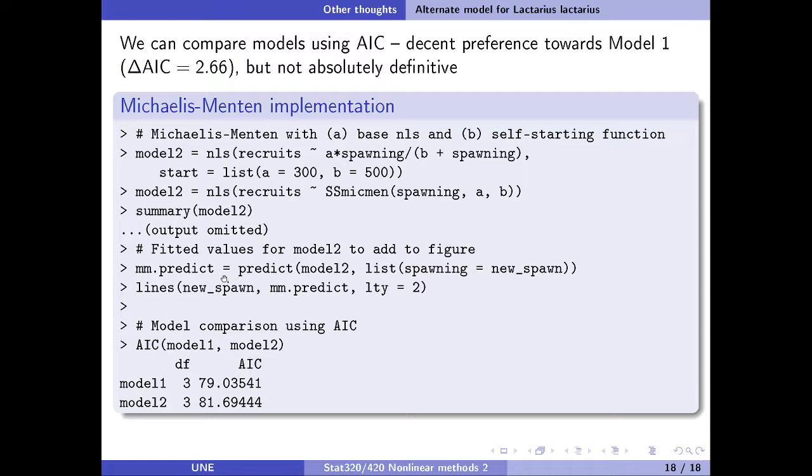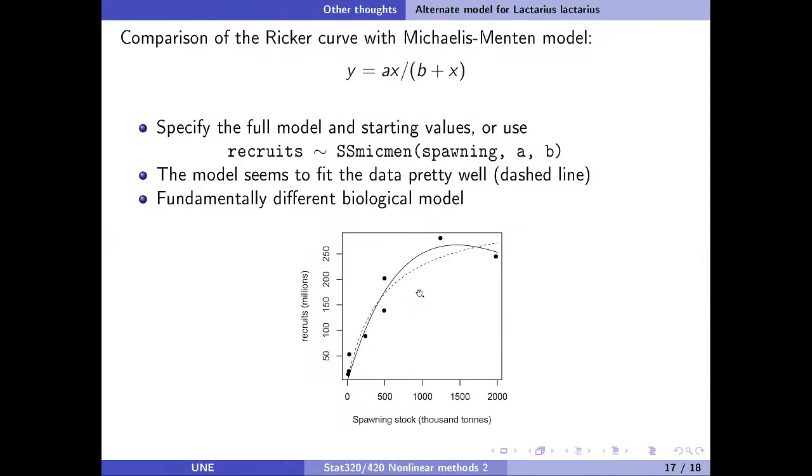I've created the fitted lines. Remember, for the Ricker curve, I had a vector new spawn that went from 0 to 2000, and I wanted to draw a nice pretty curve. Well, I'm going to do the same thing for the Michaelis-Menten model. I'm going to predict from the Michaelis-Menten model, model 2, this on the same data set, and I'll draw lines, and this time it'll be a dashed line, line type equals 2. So that was, if we went back here, that's how I got that dashed line.